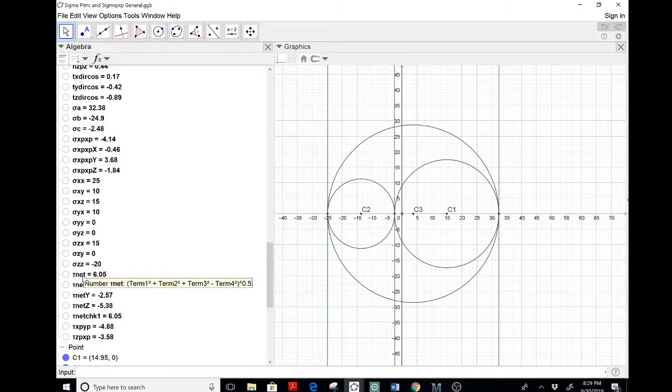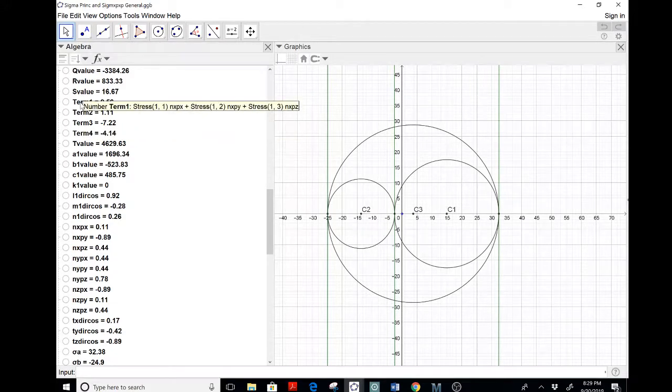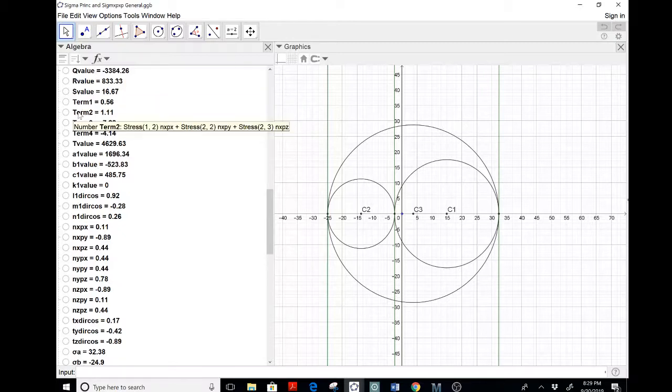from Budinas's book. I broke it up into term 1, term 2, term 3, term 4, just to keep the programming a little simpler. So term 1 is stress sigma xx times nxpx, sigma xy times nxpy, etc., etc. Term 2 is a little longer. Term 3 is there. Term 4 is just sigma x prime. Remember, there's a minus sign.